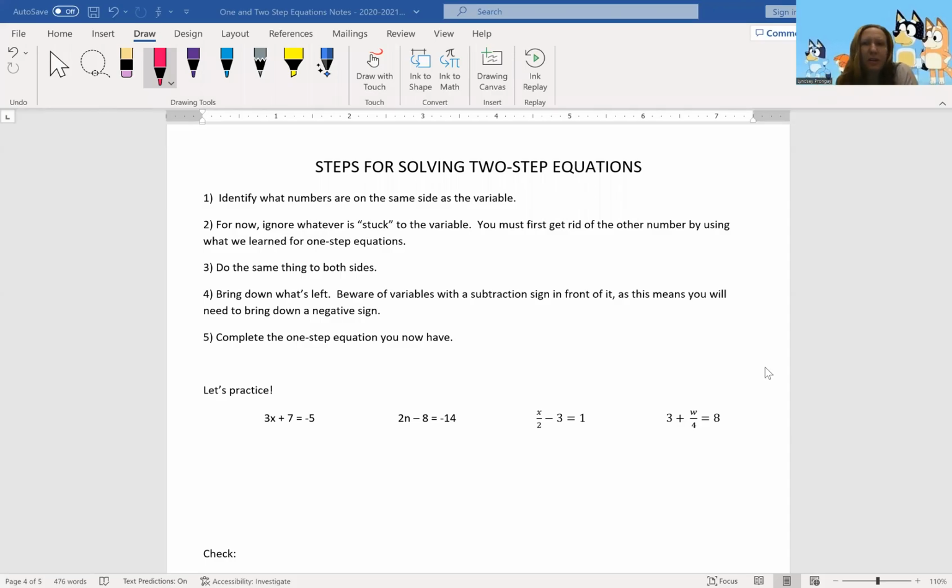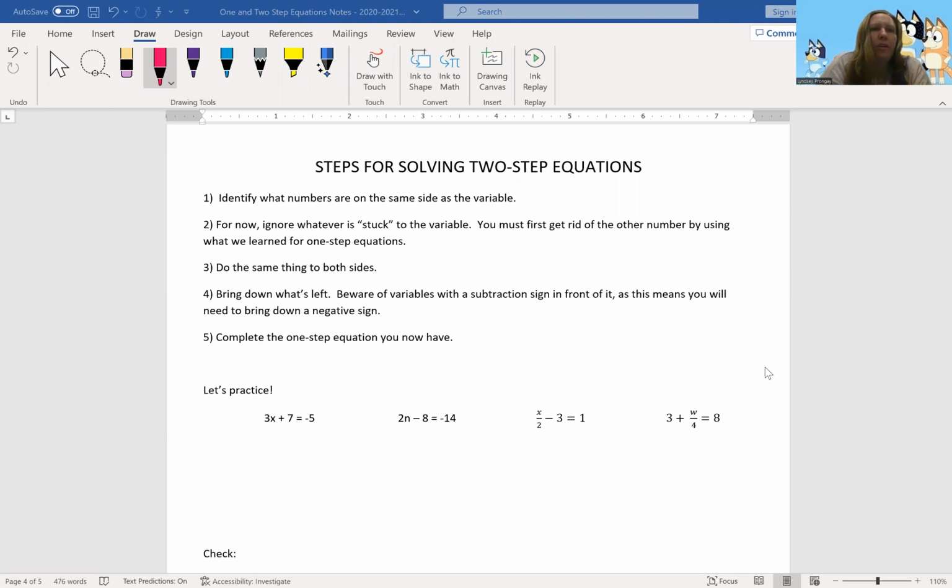In this video, we're going to talk about solving two-step equations. Luckily, the steps that we learned in one-step equations are essentially the same. We just have to make sure that we're doing them in the correct order. I'm going to give you a couple different ways to think about this, and you go with whatever seems to work best for you.